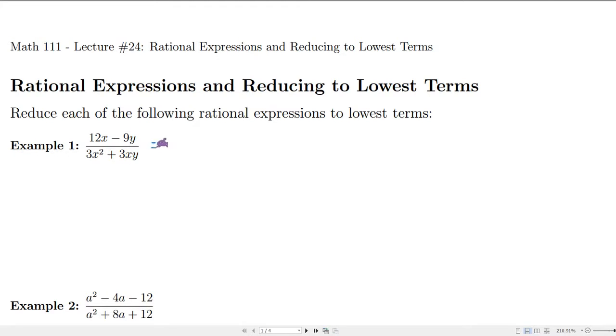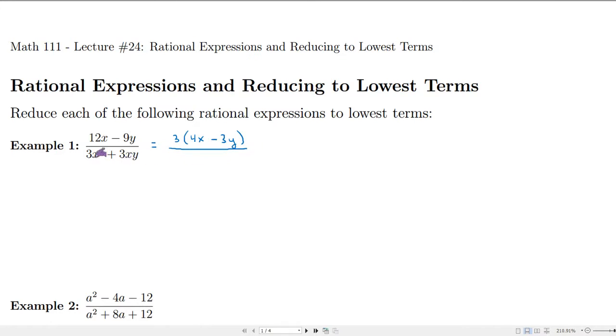Looking at the numerator, we have a common factor of what? Well, this term has 12x and then minus 9y. So we're not going to be able to factor out an x or a y, but we can factor out something in common with these coefficients, which looks like a 3. So we could factor out 3, and we'd be left with 4x minus 3y. Right? Factoring a 3 out of the 12 and the minus 9, we would get this.